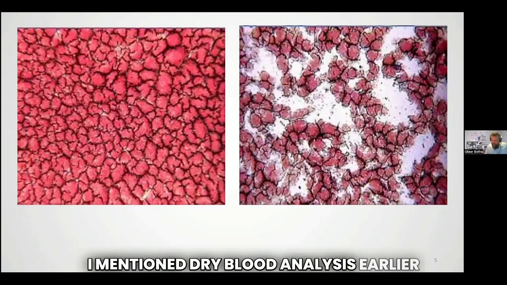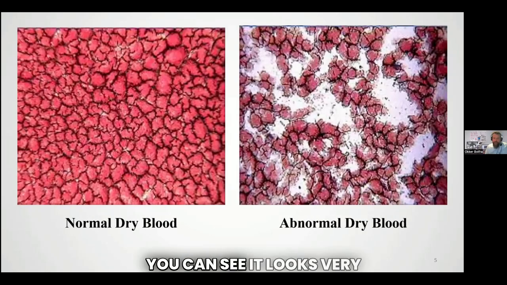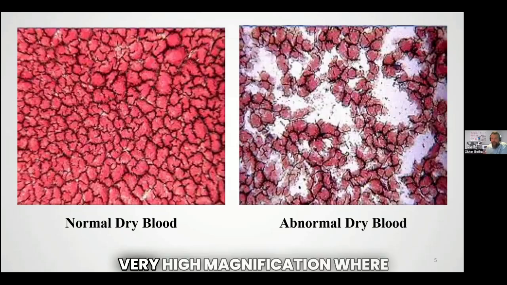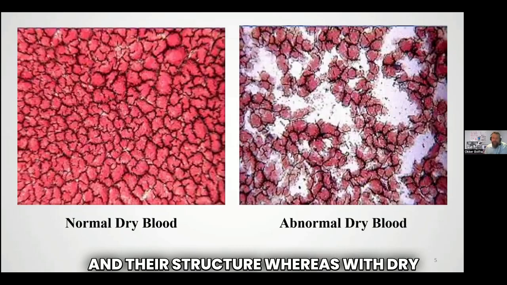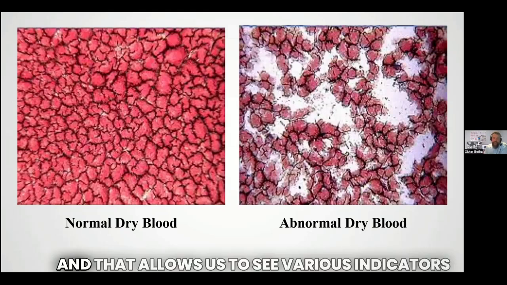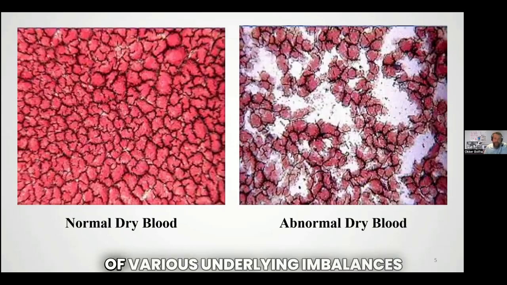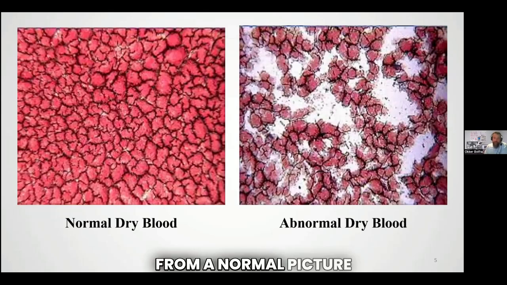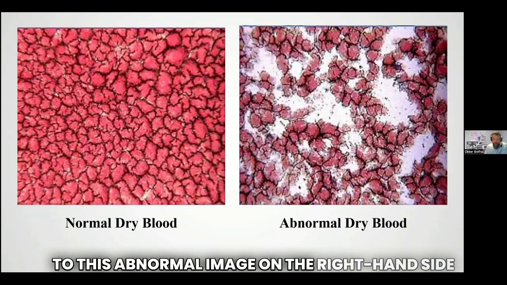I mentioned dry blood analysis earlier. This is the dry blood sample. You can see it looks very different from the live blood sample. With live blood analysis, it's really done at very high magnification, where we're looking at the actual cells and their structure, whereas with dry blood analysis, we're actually looking at the way that the blood has dried on a slide. And that allows us to see various indicators of various underlying imbalances and health challenges. So also a very big difference here between the two images. And there's, of course, a lot that goes on in between these two extremes, from a normal picture to this abnormal image on the right-hand side.